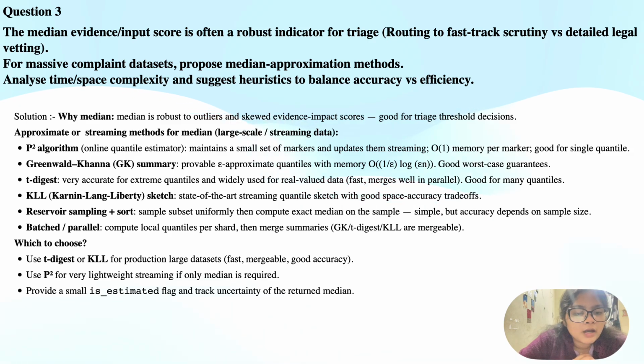So how do we decide which one to choose? We should use t-digest or KLL for production large data. If we have a larger data set, then we need to use these, and they will be faster, mergeable, and give good accuracy. We should use P-square for very lightweight streaming if only the median is required, and provide a small flag and track uncertainty of the returned median.